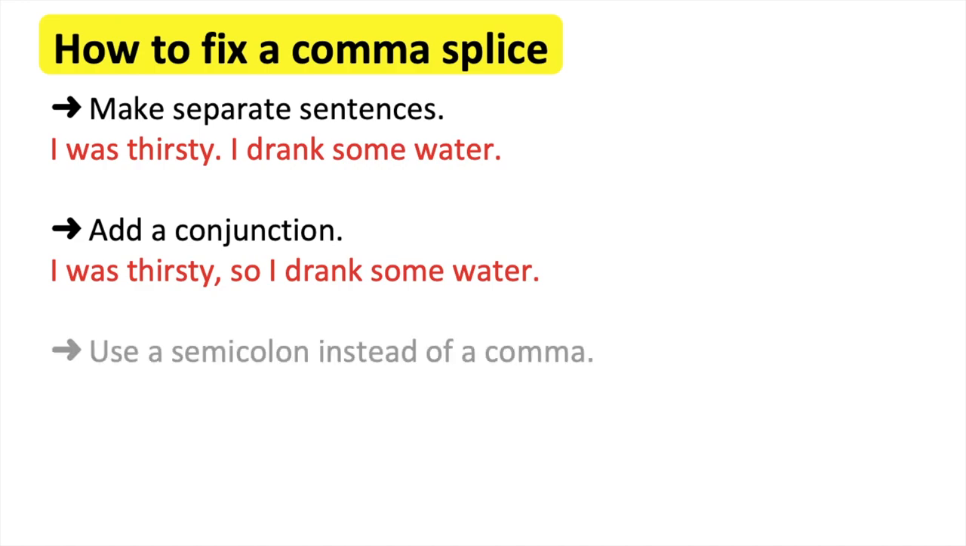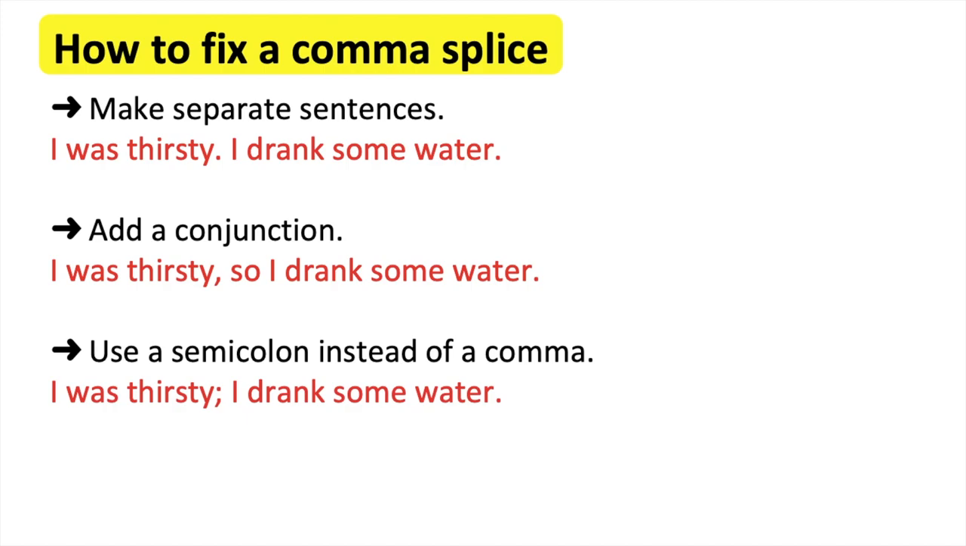The next way is to use a semicolon instead of a comma, because semicolons can be used to join two independent sentences that are related, like this. "I was thirsty; I drank some water."